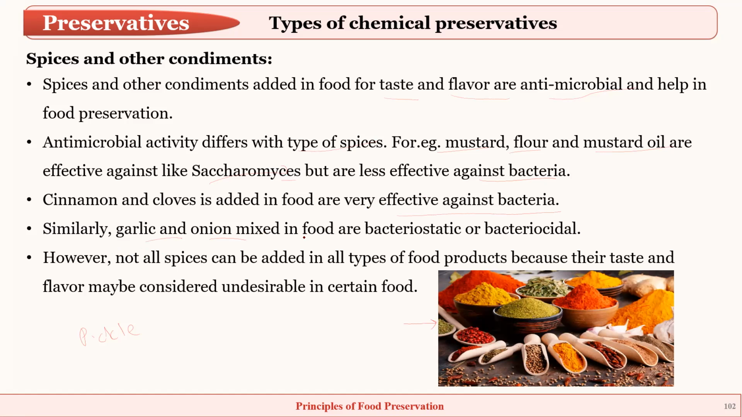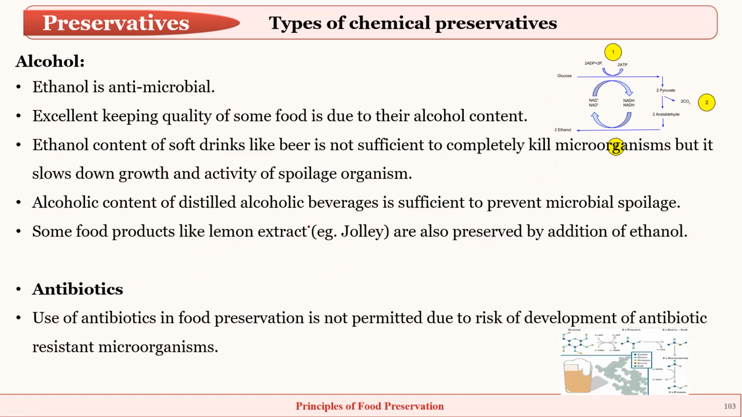Garlic and onion are mixed in food and they have a bacteriostatic action, because garlic has a certain compound and onion has a special compound. However, all spices can be added in all foods, but they cannot provide a bactericidal effect. Only very specific ones provide the bacteriostatic effect.